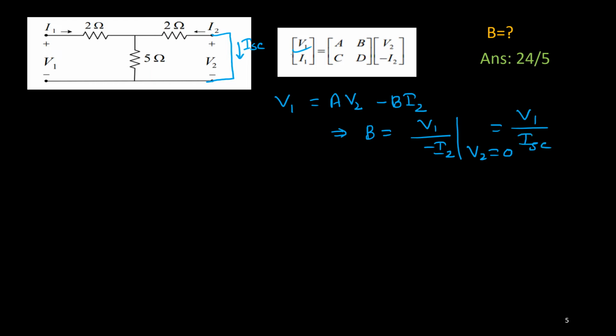So how do we find it? Now it is very simple. If this is your ISC current, what is the potential drop across the 2 ohm resistance? I'll redraw the circuit, it will be better. So this is your circuit.